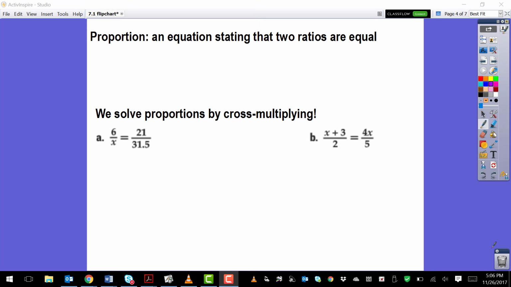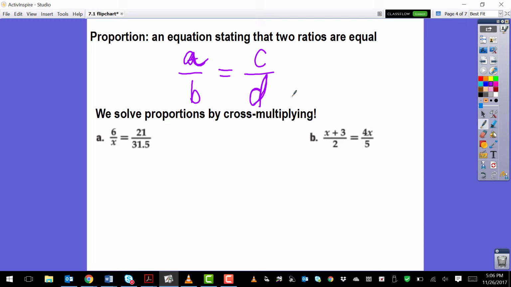So proportion is when you set two ratios equal to each other. So it's an equation stating that two ratios are equal. So if I have the ratio A over B and it's equal to the ratio C over D, that's a proportion. So proportion is where you're setting two ratios equal to each other. So sometimes we're going to have numbers and variables in our proportion, and we're trying to solve for the variable.